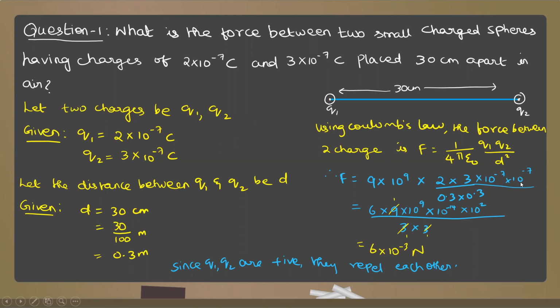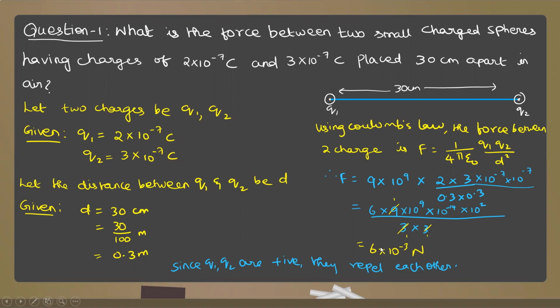So 10 to the power minus 7 and 10 to the power minus 7, we have taken it as 10 to the power minus 14. As bases are same, we can add the powers. And already we have 10 to the power 9. So adding all the powers with base 10: 9 plus 2, 11 minus 14 minus 3, and after cancelling all the terms we get 6.